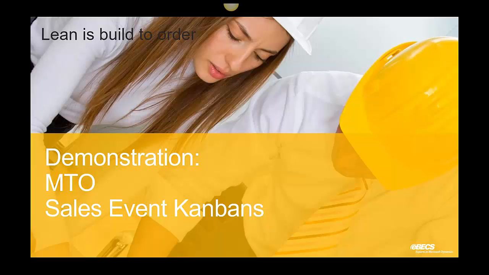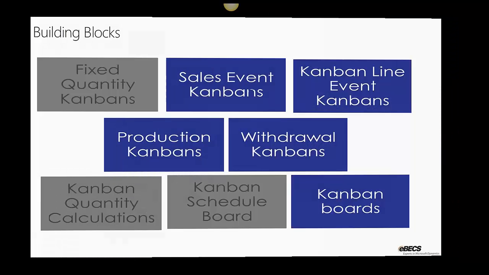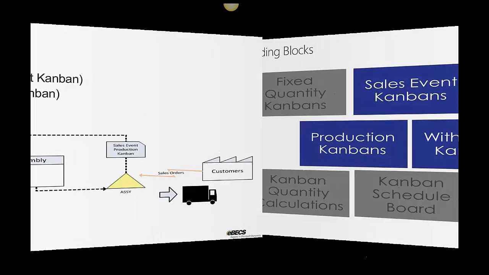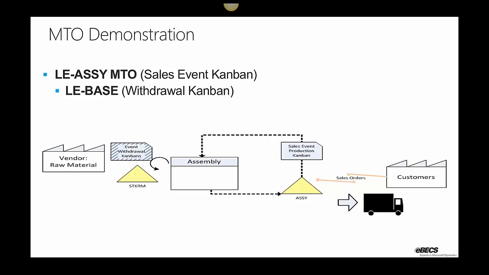Okay, now we're going to move on to make to order. So Lean is also build to order. Make it when you need it, where you need it. And we use sales event Kanbans and event-driven Kanbans for this. So our scenario right now, very similar, except instead of making it to stock, we're going to enter a sales order. That sales order is going to load immediately onto the assembly cell.